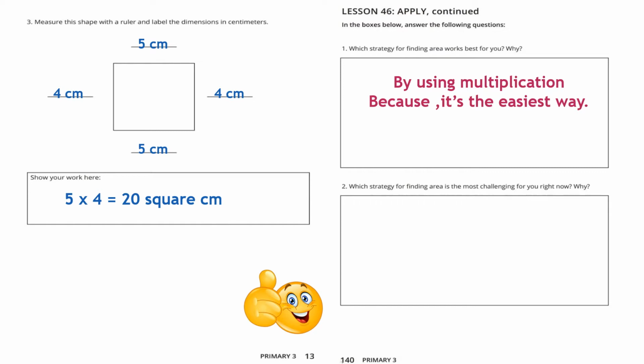Number 2, which strategy for finding area is the most challenging for you? You can write if you want, or if you don't have any challenging strategy, you can leave it empty as it is.